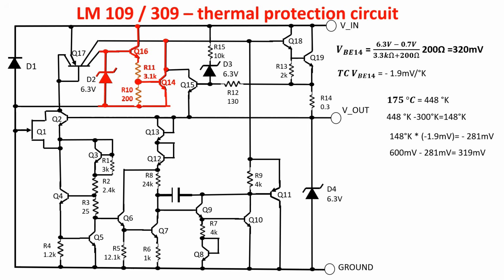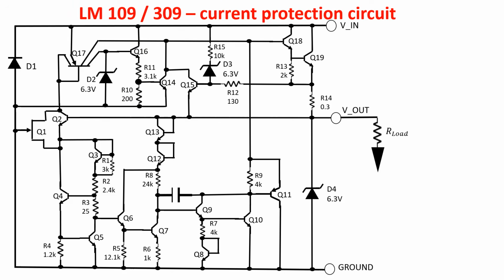So at 175 degrees Celsius, Q14 turns on, drawing current from the base of the pass transistor. Due to the fixed 320 mV voltage on the base emitter of Q14, as the temperature increases above 175 Celsius, the current IC4 increases rapidly, drawing more current from the base of the pass transistor. The thermal protection is an overall protection. When the current raises, the temperature also raises.